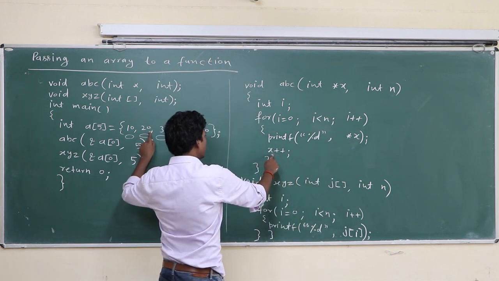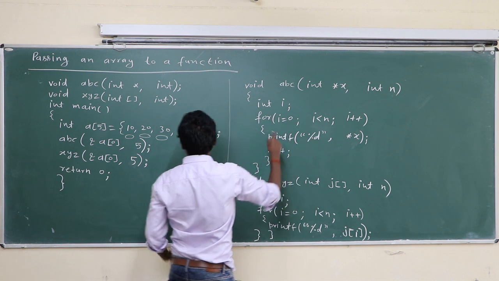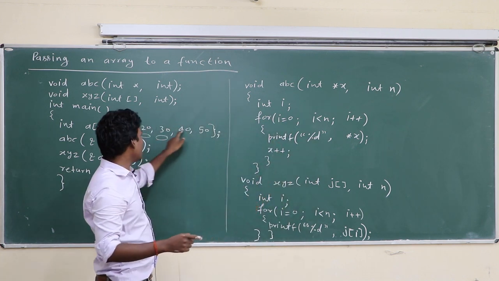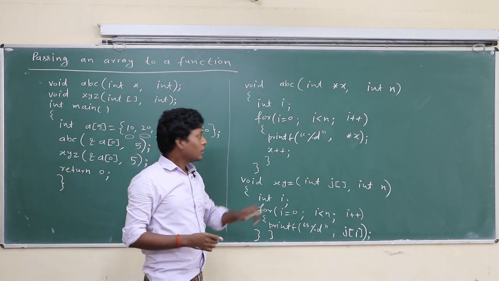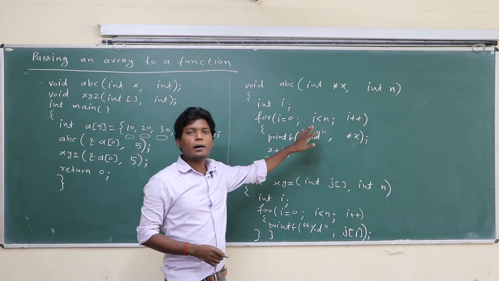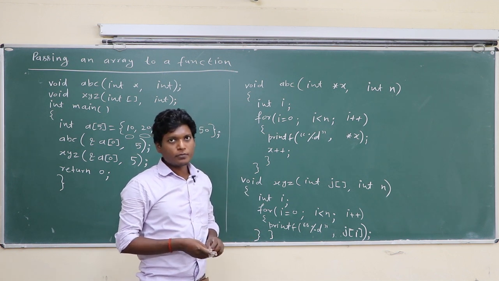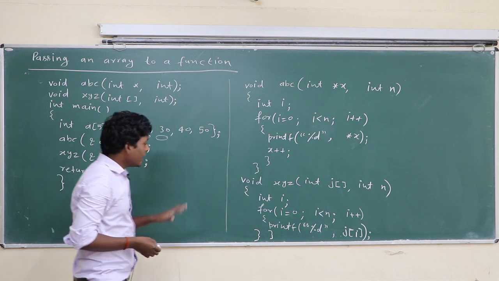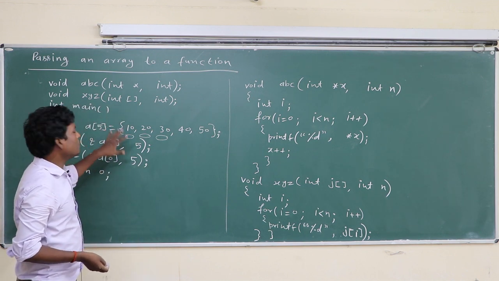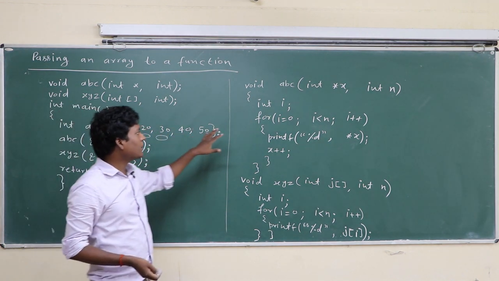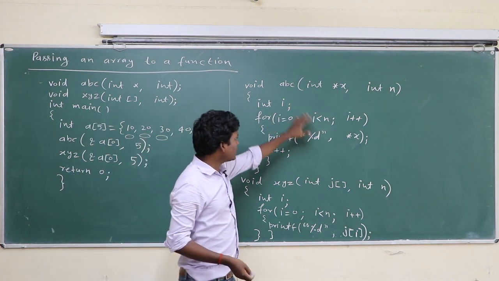Here x plus plus again, here 30 will be printed. In this way you print all elements of array A with the help of pointer x. With the help of pointer x, you print all the elements of an array. Okay, so class, here you can see both function and pointer concepts are used.